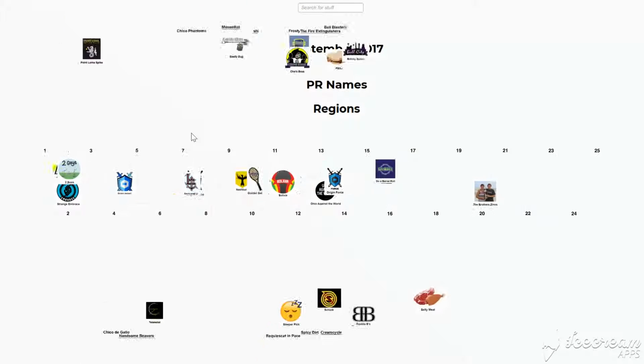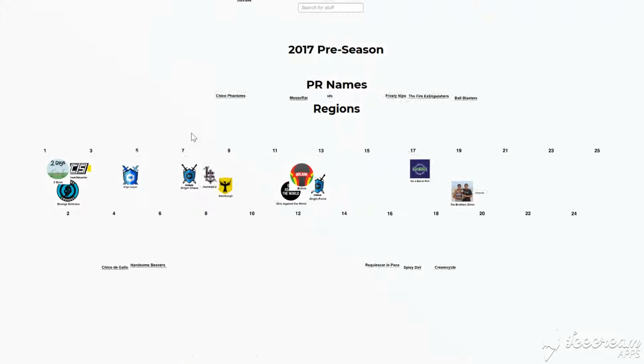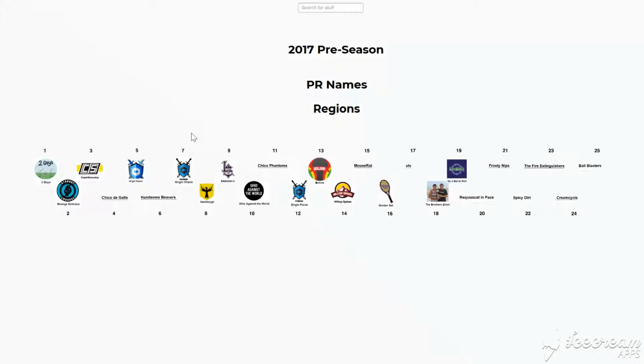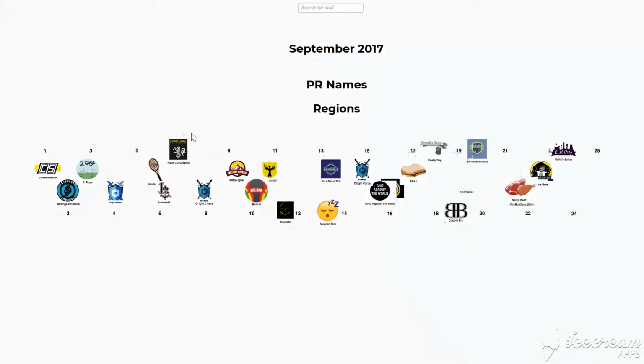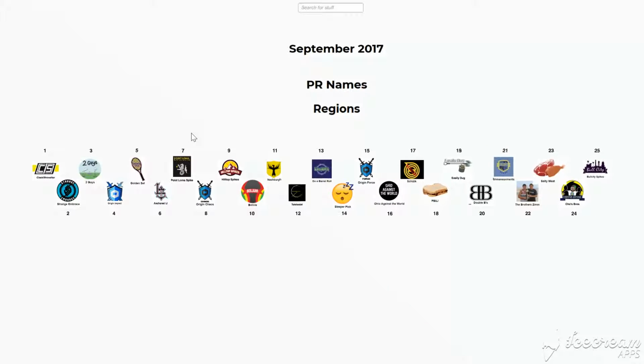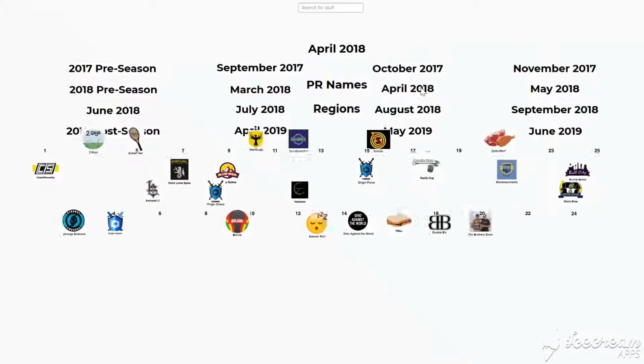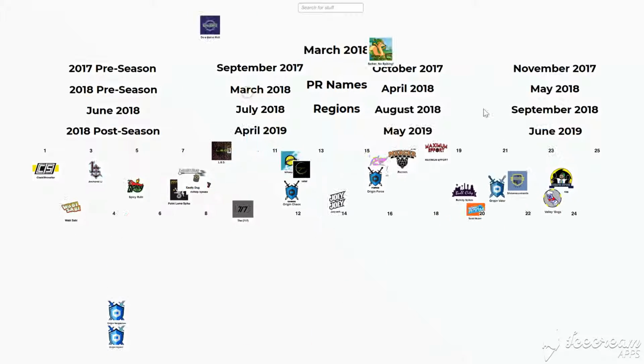Space to go forward, backspace to go backwards one PR. Unfortunately, it jumps from 2017 preseason to 2017 September because I don't have those middle rankings, so it's a little bit uncontinuous in that regard. If you hit PR names, you will be able to go to a specific PR, so you can hop all the way to April 2018, March 2018, whatever.